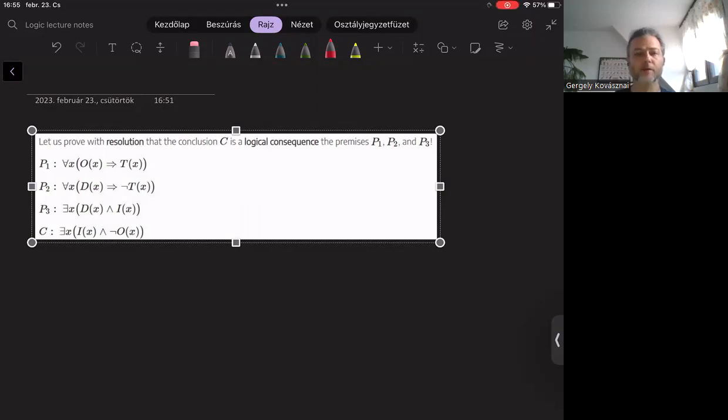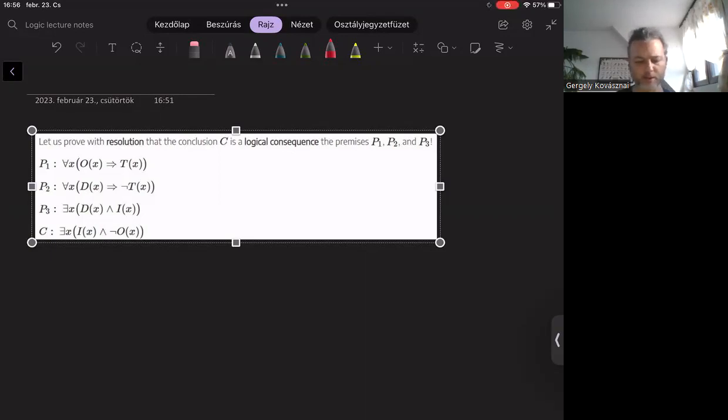Now we are given 4 first-order formulas, and we have to prove that the fourth formula, the conclusion formula, is a logical consequence of the other 3 formulas as premises. And we have to apply resolution for that. As you know, resolution only works with CNF formulas. Therefore, we have to translate all those formulas into CNF.